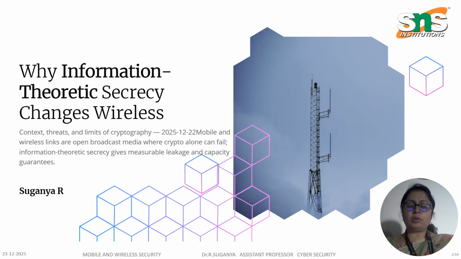Today we are going to talk about why information theoretic secrecy changes wireless. Information theoretic secrecy is full of mathematical things, like algorithms to be used. It actually refers to the study of cryptographic systems and protocols that provide unconditional security guarantees, often based on mathematical proofs only. That is what we call theoretic secrecy, which changes wireless.